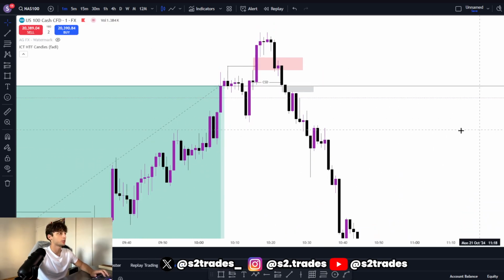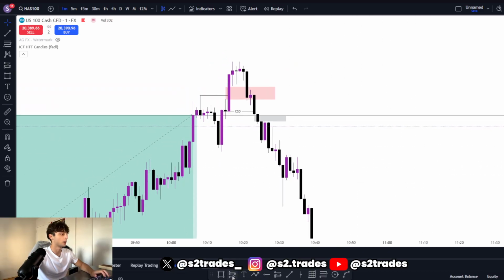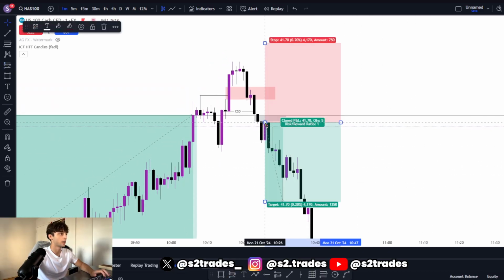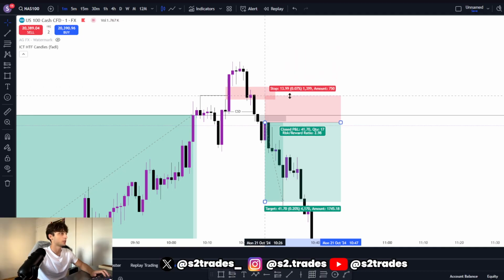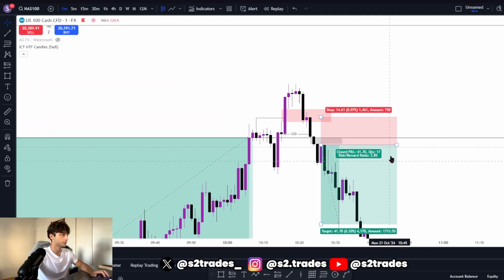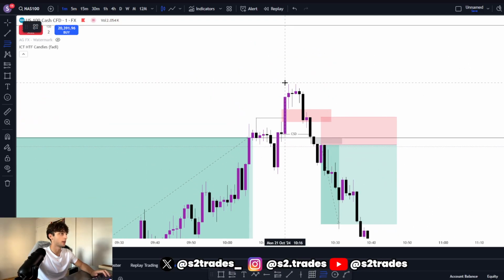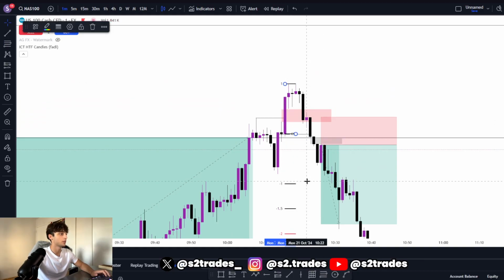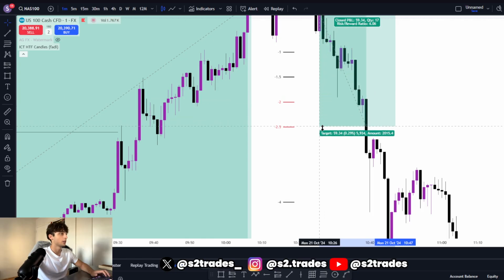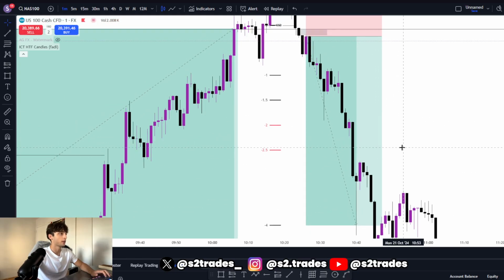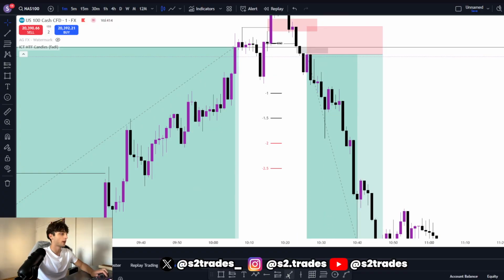I already knew price was going to go down. I didn't really wait for any confirmation. I just waited for it to touch into the fair value gap. Placed my trade, placed the stop around here. And for my take profit, again, I took my Fibonacci sequence, put it from the top down to the change in delivery, targeted -4 again. I just let it ride to -4, but I had my take profit 1 right here.